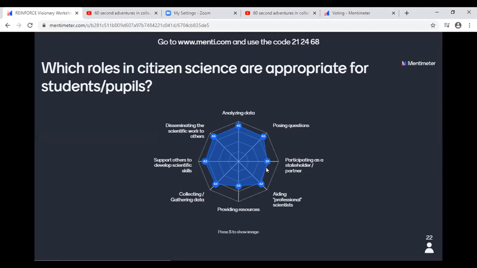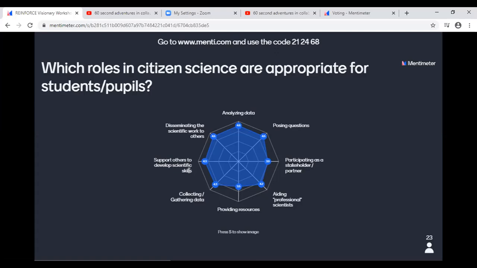And less so to participate as a stakeholder, a partner to the science teams, but indeed the role of aiding professional scientists in their work seems to be something that you could imagine, providing resources. Yes, I understand that this is maybe more challenging. Collecting or gathering data is certainly something that students could do, and supporting others to develop scientific skills. I understand this to be in a collaborative peer-to-peer fashion. But I can already see that most of these roles can, in your opinion, be quite well adopted by students. So all those different roles that are quite typical for a citizen science project, I understand you find quite appropriate also for your students to do.